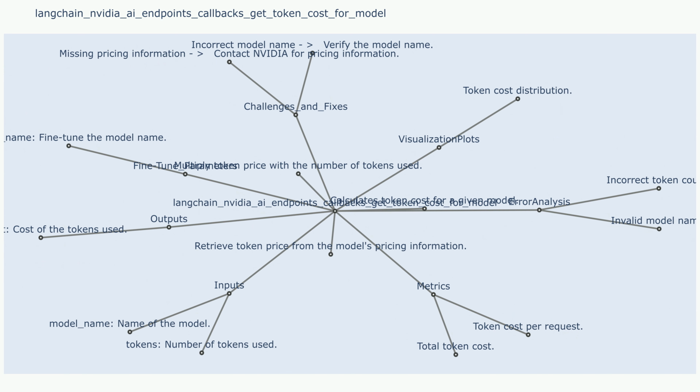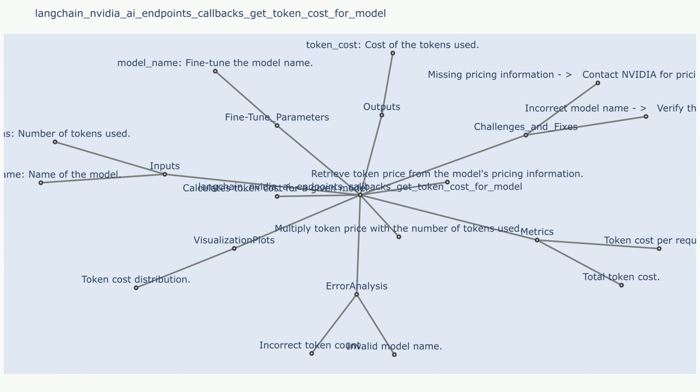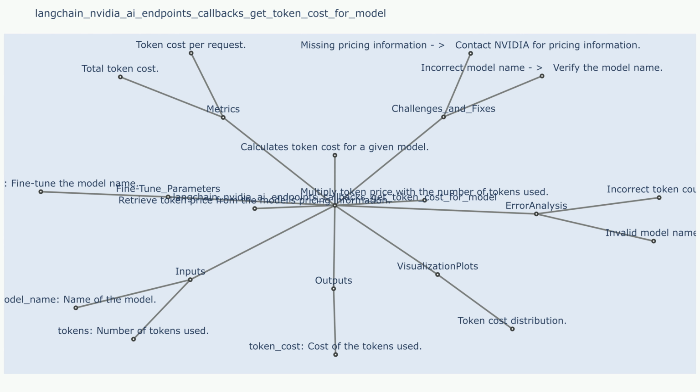Metrics. Token count. This metric provides insights into the complexity of the input prompt and its potential impact on the model's processing time and cost. Cost estimate. This metric is crucial for budgeting and understanding the financial implications of using specific language models for different tasks.